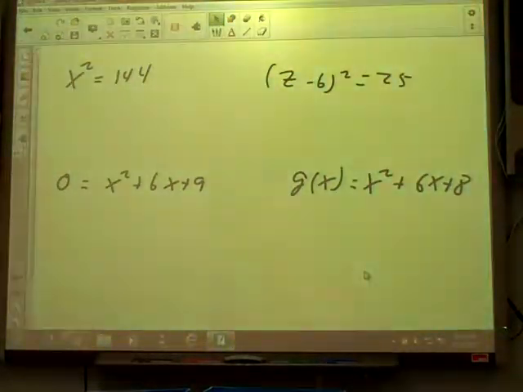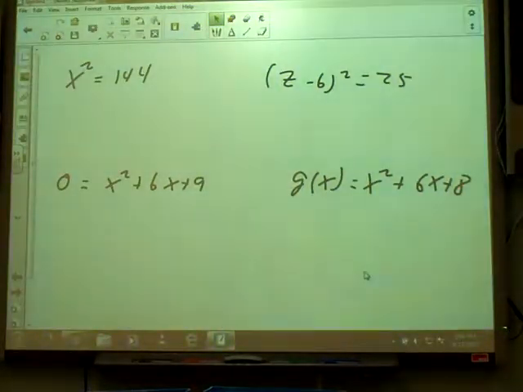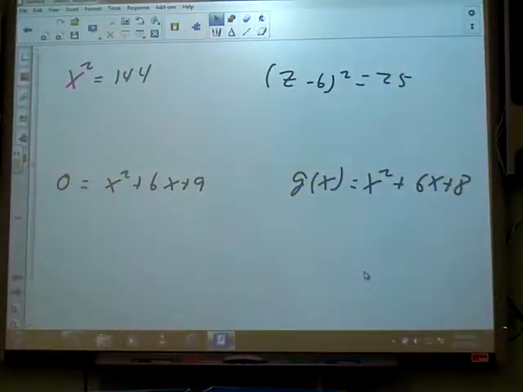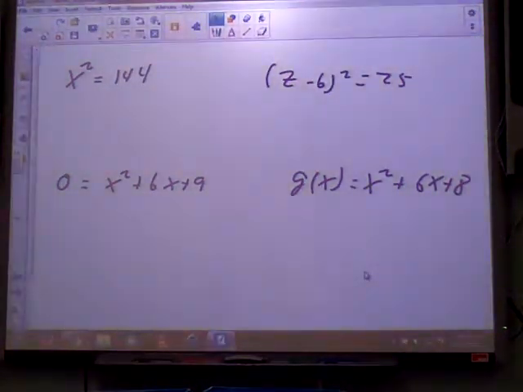Is it still A times C on all of them? On the last 2. The first 2, you're just doing square roots.